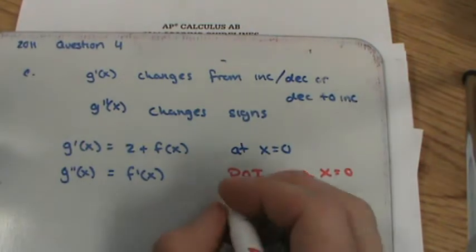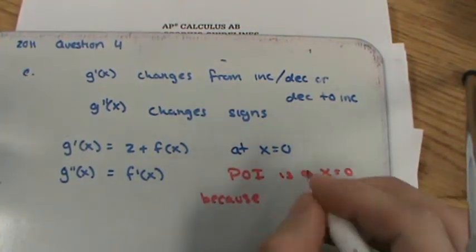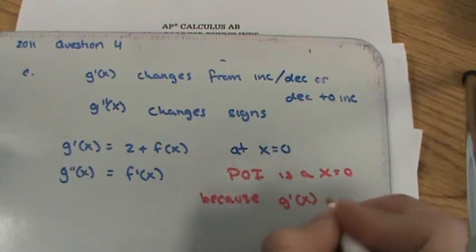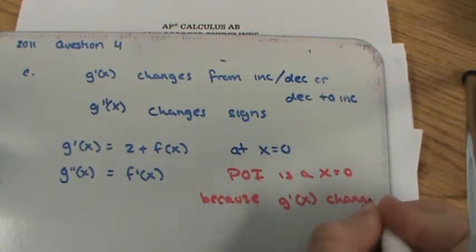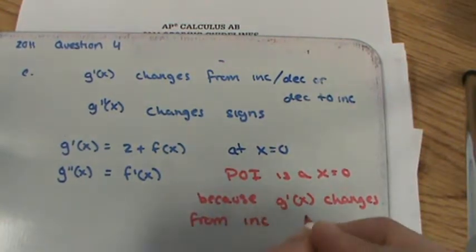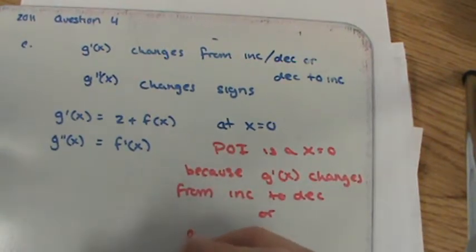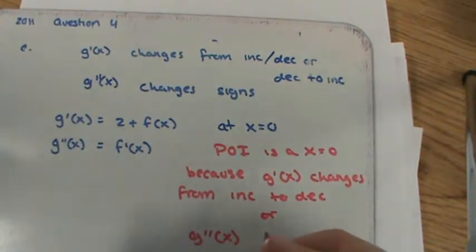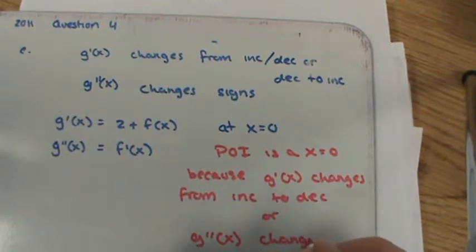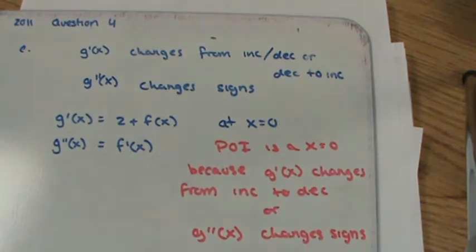And our justification is because g prime of x changes from increasing to decreasing. Or we could have said g double prime changes signs. Either of those would be a good enough answer.